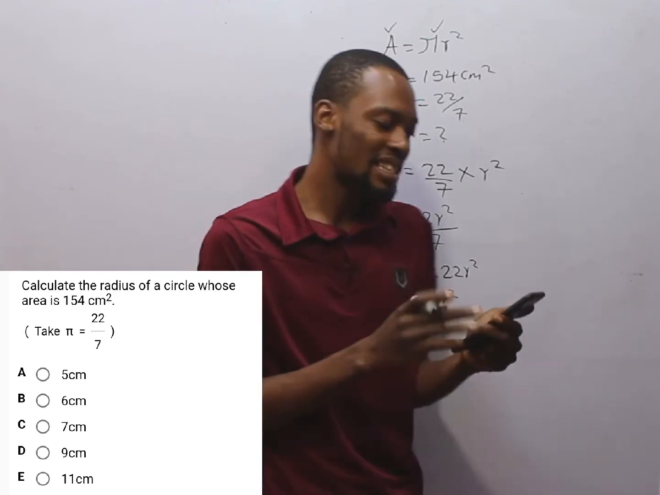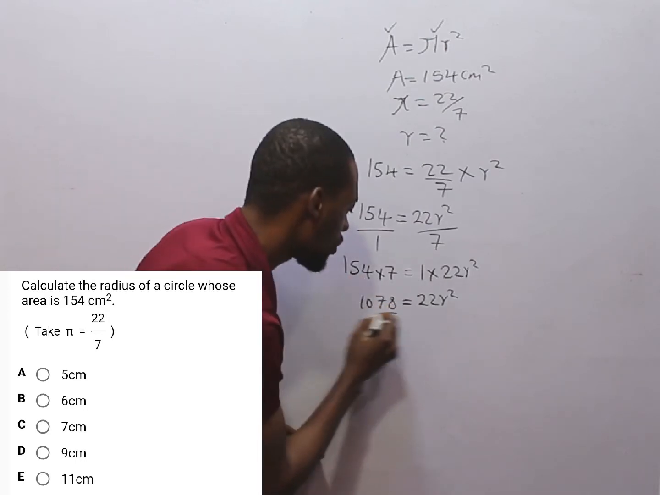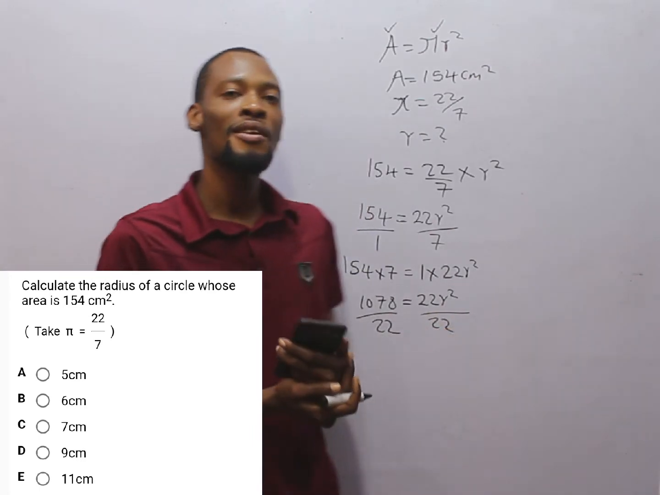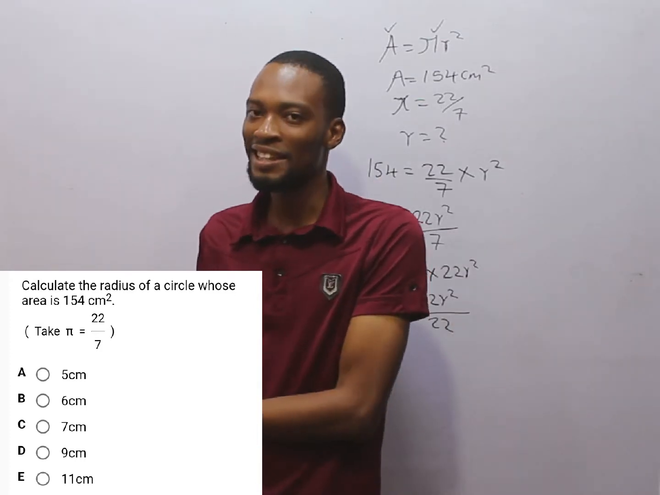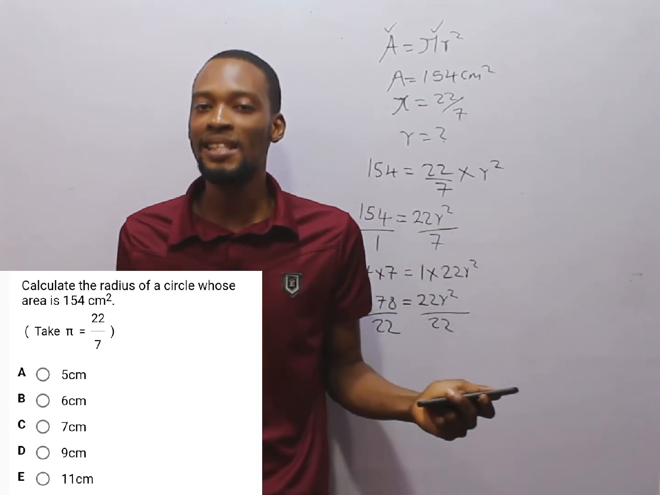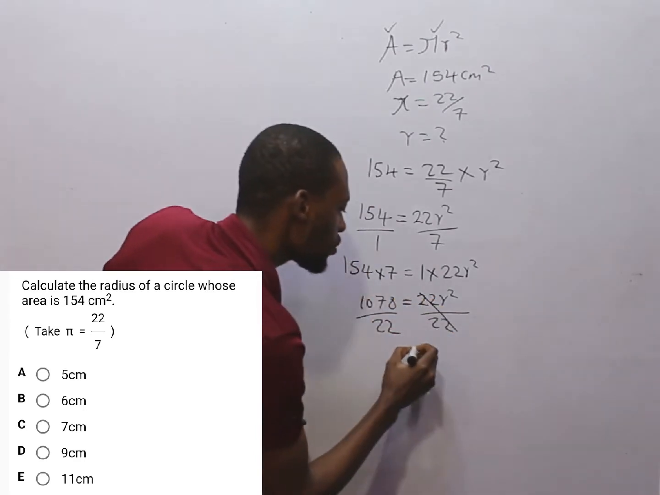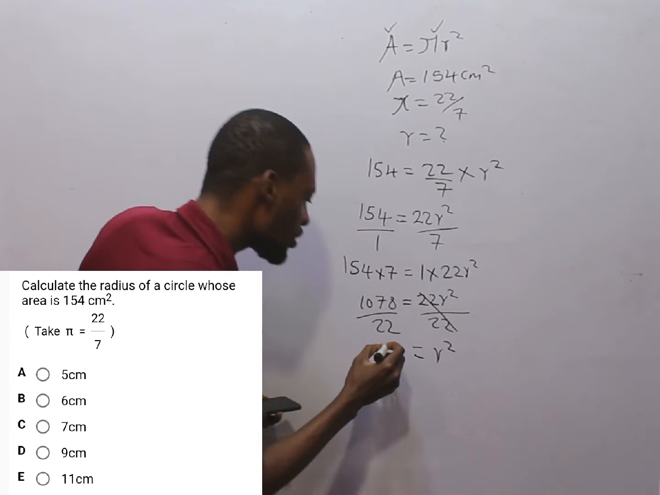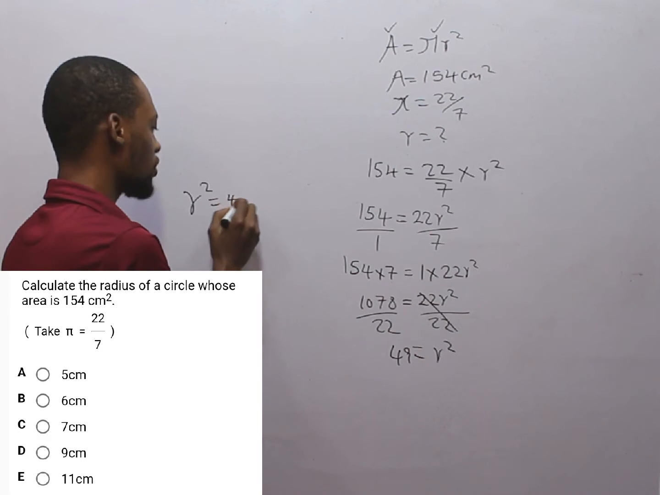Now, let's try to get r squared. How do we do that? We divide both sides by 22. When you divide here by 22, you divide here by 22. In mathematics, when you are dealing with equations, what happens to one side should happen to the other side. What is good for the goose is also good for the gander. That's how it is said, right? So 22 divided by 22, you get 1. So 1 r squared is here. 1078 divided by 22 is 49. So r squared is equal to 49.